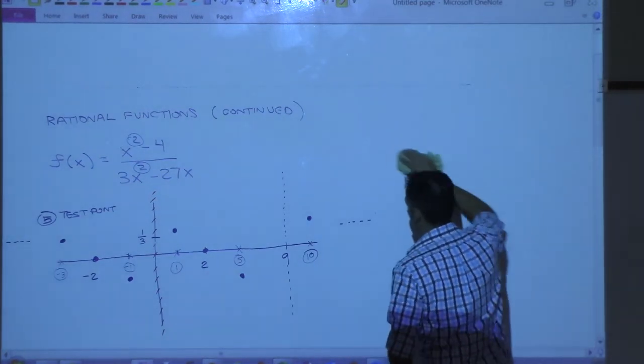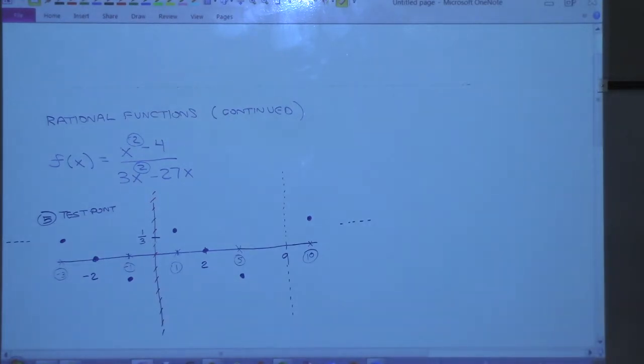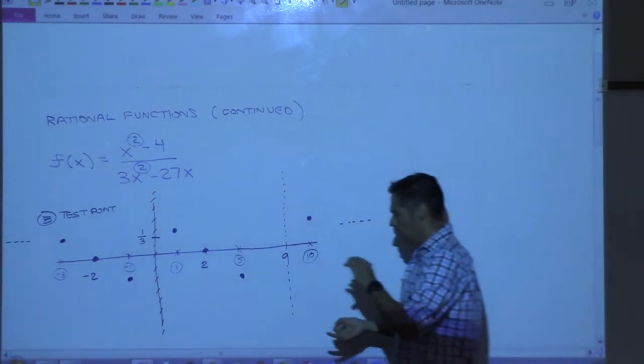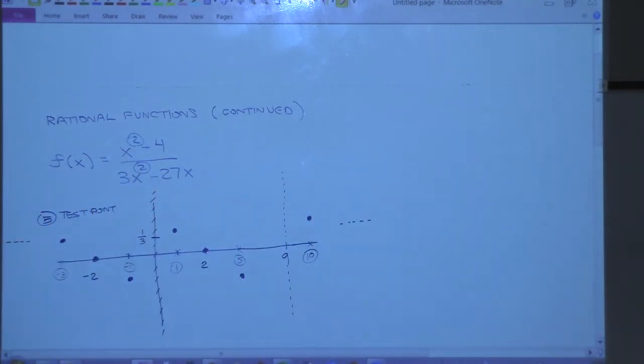At this point in the problem, we're ready to draw. After you've placed your x-intercepts, your vertical asymptotes, your horizontal asymptotes, and all your test points, once they're there, it's drawing time. All right?